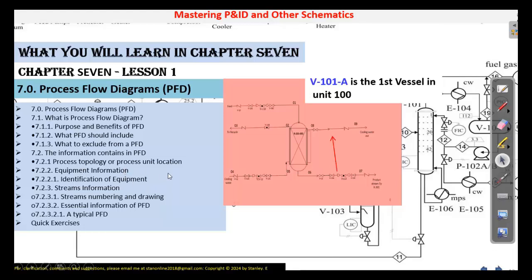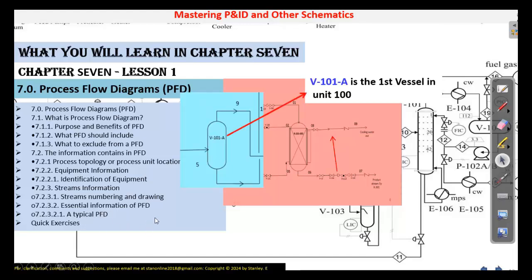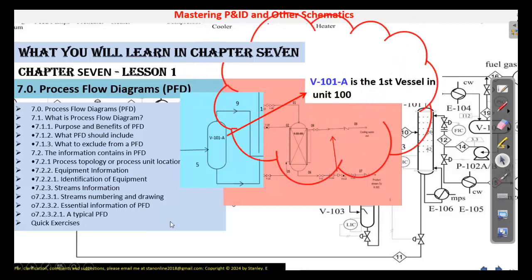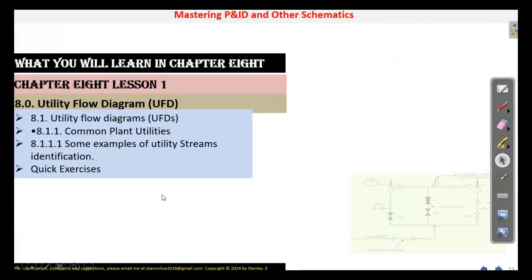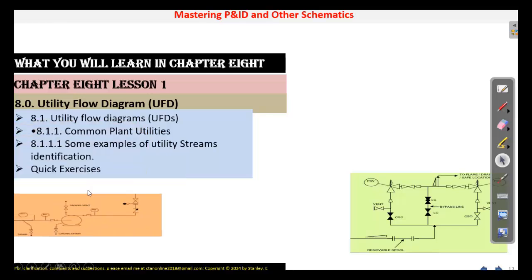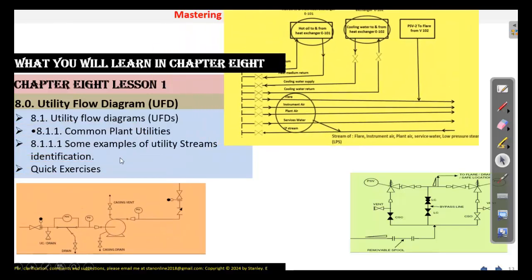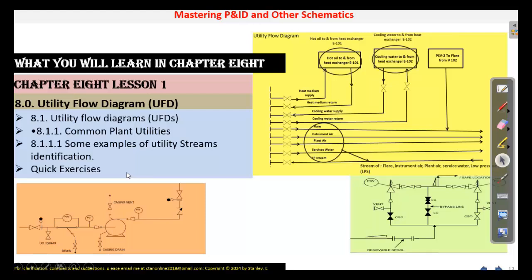Process topology or process unit location. Equipment information. Identification of equipment. Streams information. Stream numbering and drawing. Essential information of a PFD. A typical PFD. Quick exercises. What you learn in chapter 8, lesson 1. Here we're going to be looking at the utility flow diagram. Common plant utilities. Some examples of utility stream identification. Quick exercises.